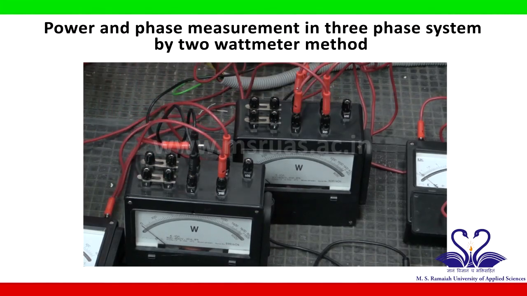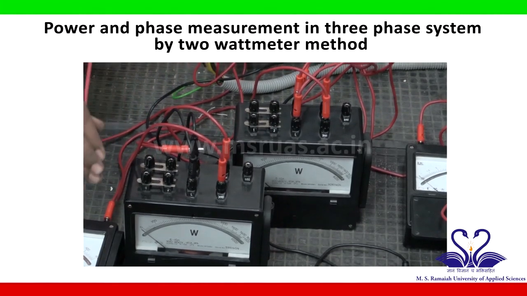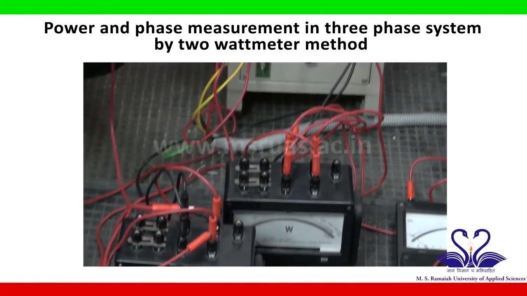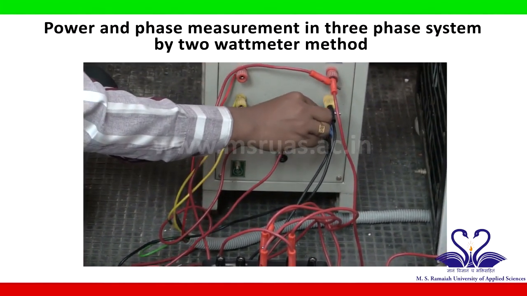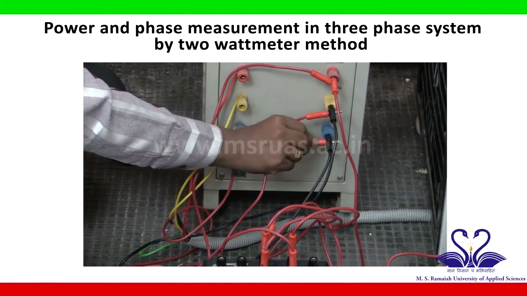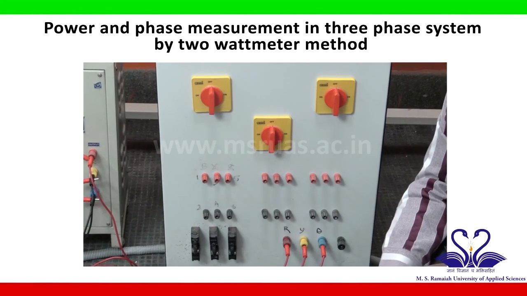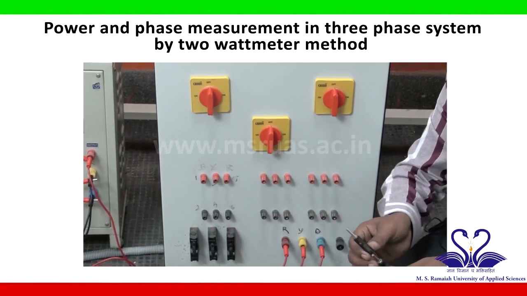Now, these two wattmeters are linked with the B phase, so you have to make the connection from 300 volts to B, the output of the B phase. 3 phase resistive load. Here you can use any one as a resistive load.